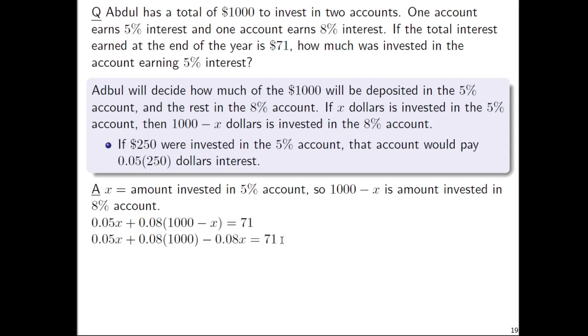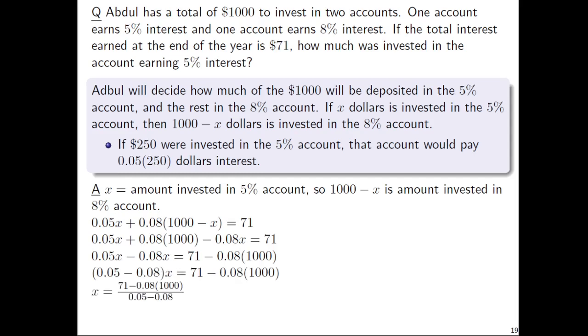Okay, then distribute 0.08. The left side had three terms. Two of the terms had X. The one term that didn't have X, subtract that on both sides. We can now factor out an X on the left side, divide both sides by what's in parentheses. Now we have X as a number by itself.